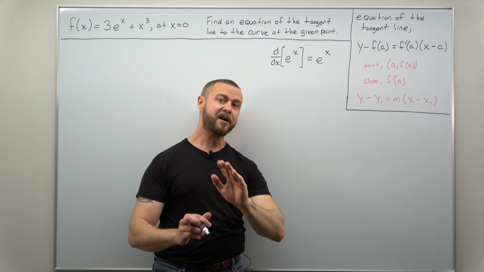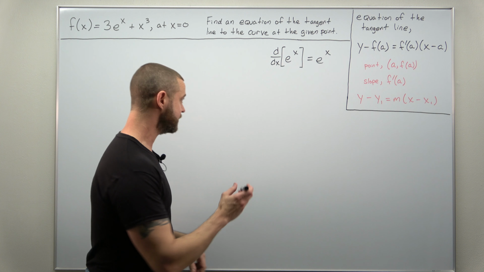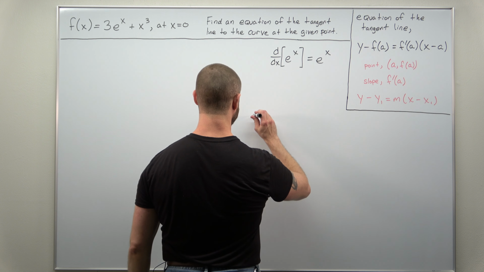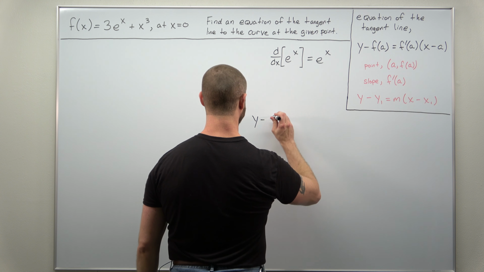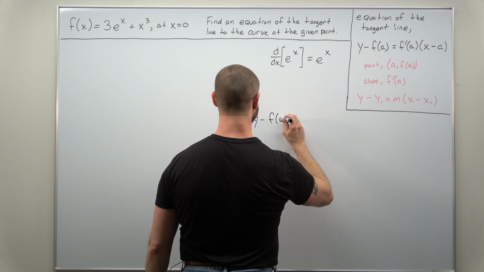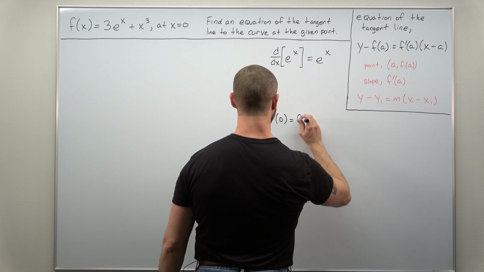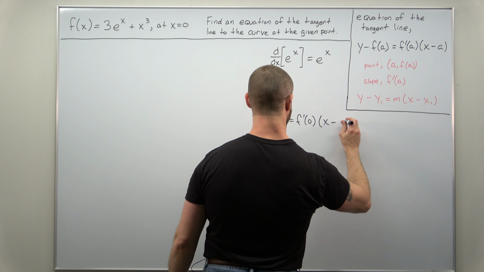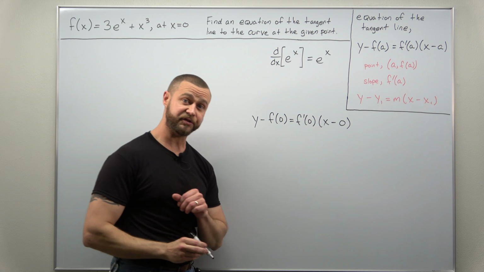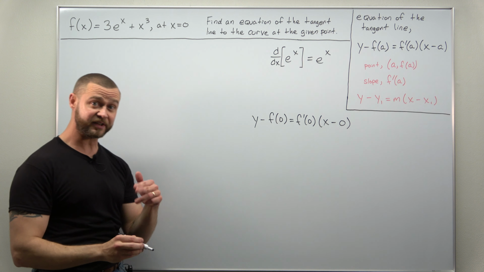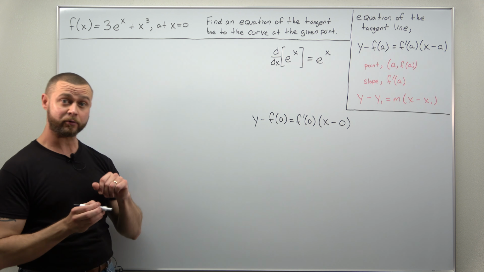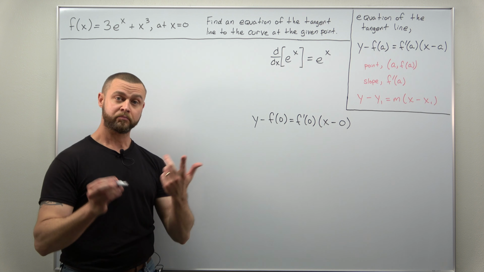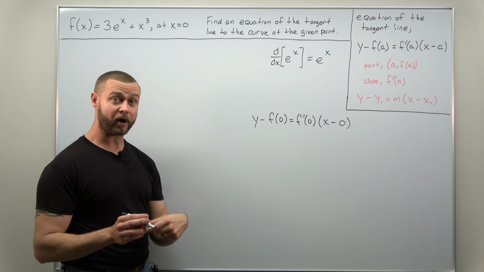So let's first write down the general form of what we're looking for. We have our x coordinate, a, as 0. So we're looking for an answer of the form y minus f of 0 equals f prime of 0 times x minus 0. Just replacing a everywhere in that general formula for the equation of a tangent line with 0. All right, so let's go ahead and do the easy part first.